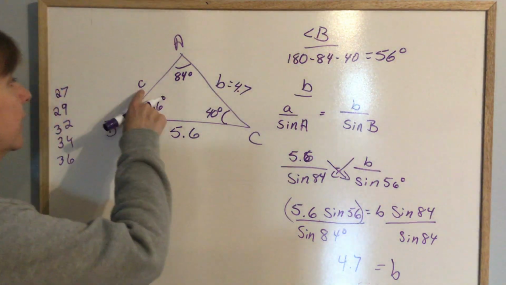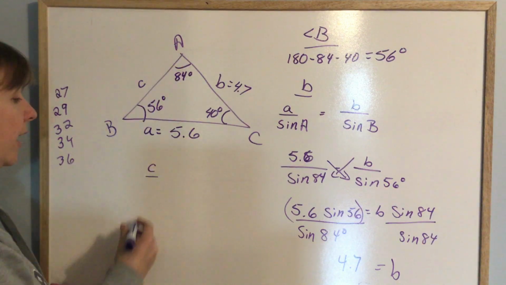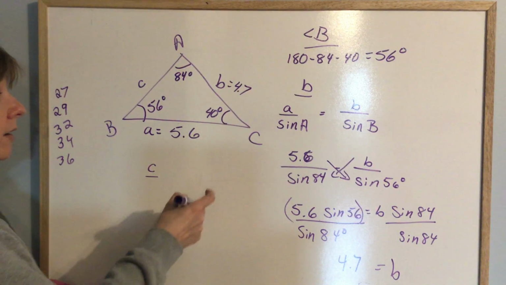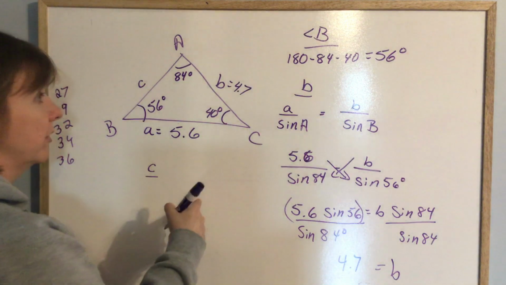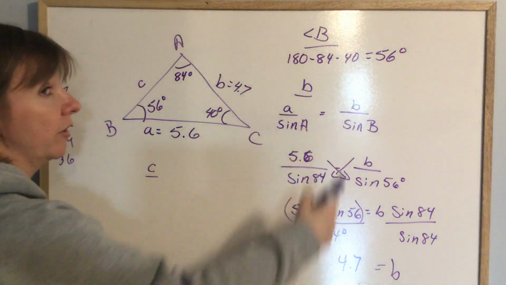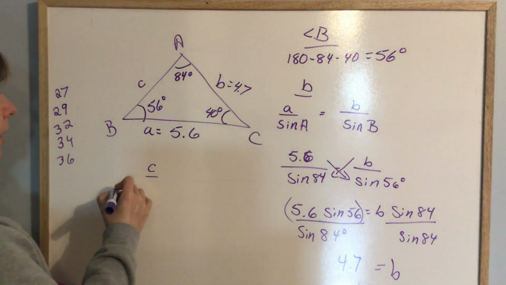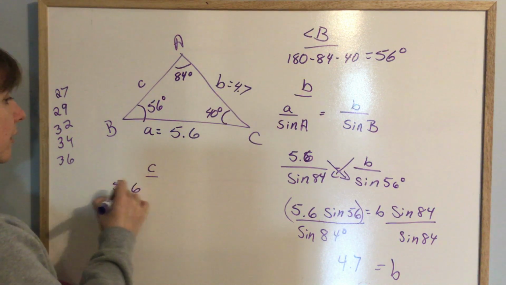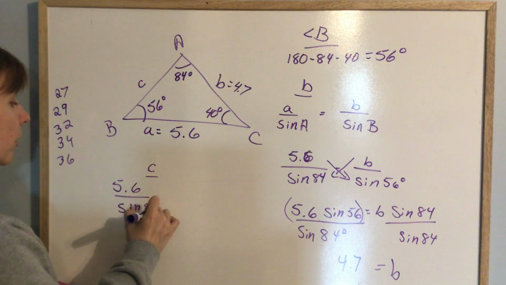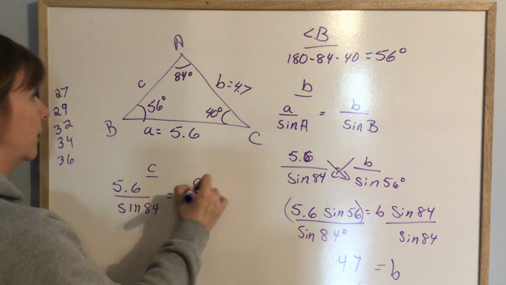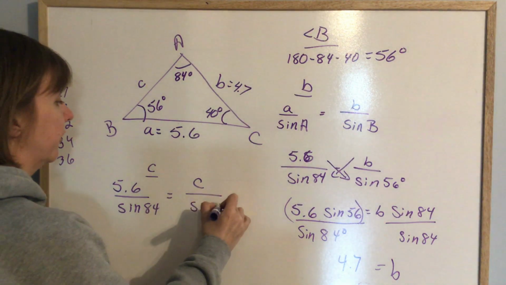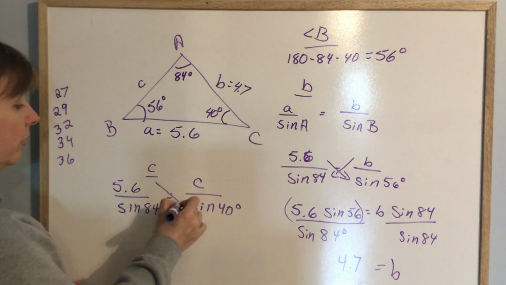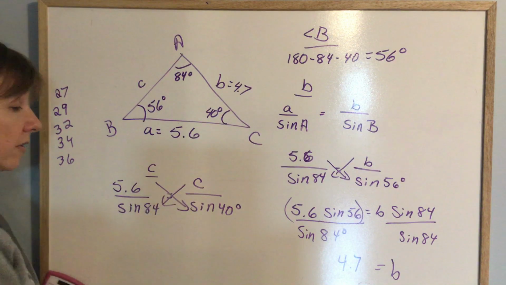So now I need to find C. Again, I knew everything about A, so I'm going to do A over sine A, but for C, I'm going to do C over sine C. So I'm going to do 5.6 over sine of 84 is C over sine of 40. And again, I'm just going to cross multiply.